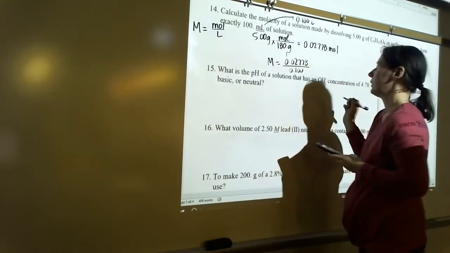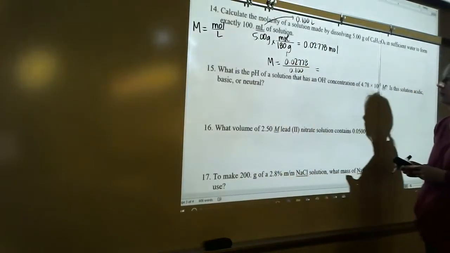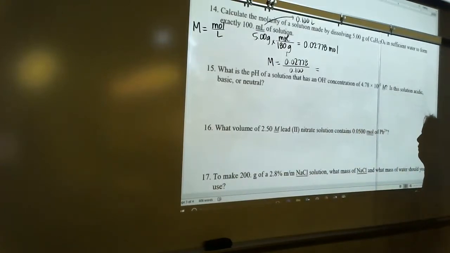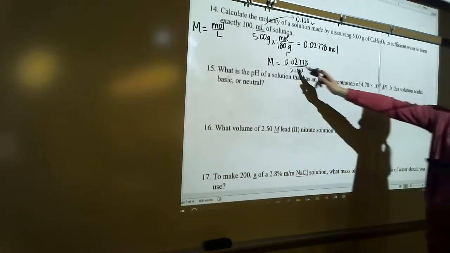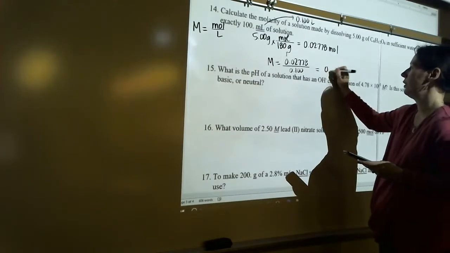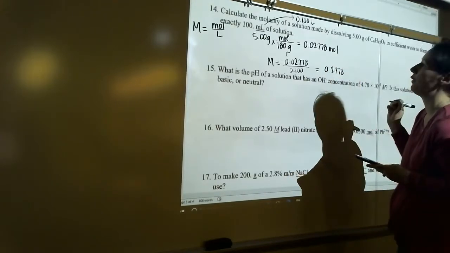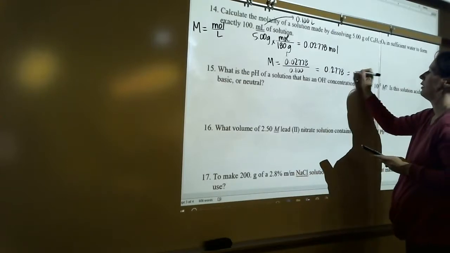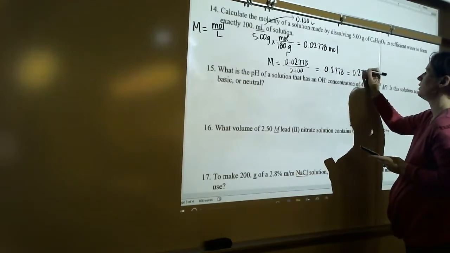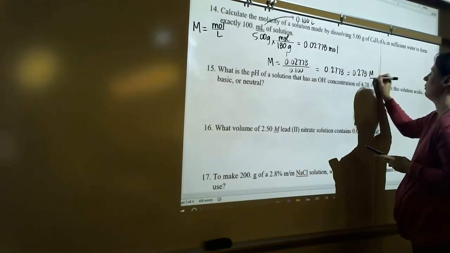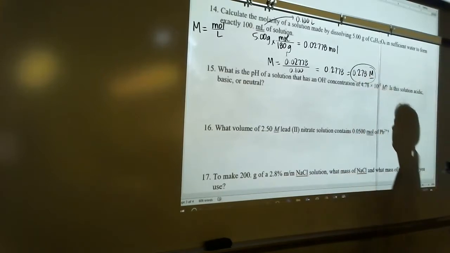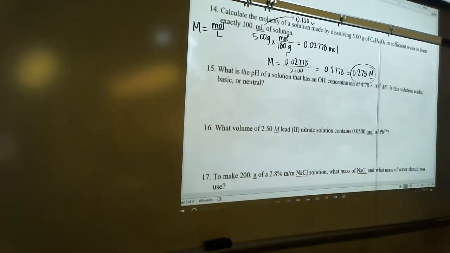So what's my final answer? Is that going to make my number go up or go down? You're just going to drop that 0 right there, right? That's all you're going to do. 0.2778. And then I round my final answer to 3 sig figs. So that'd be 0.278 moles per liter. Do we agree?